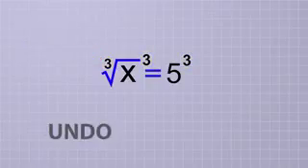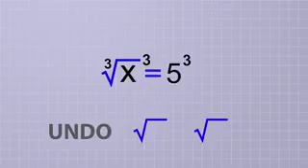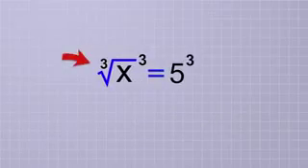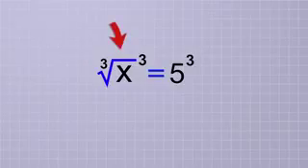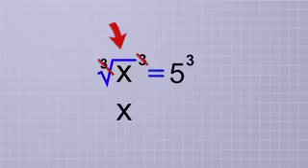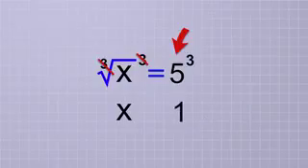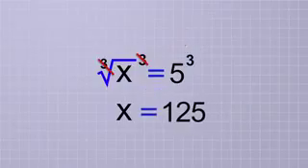You always need to undo a root with the corresponding exponent. Third root, third power. Fourth root, fourth power, and so on. So to solve this equation, we need to raise each side of the equation to the third power. On the first side, the operations cancel, leaving x all by itself. And on the other side, we have 5 to the third power, which is 5 times 5 times 5, or 125. So, x equals 125.